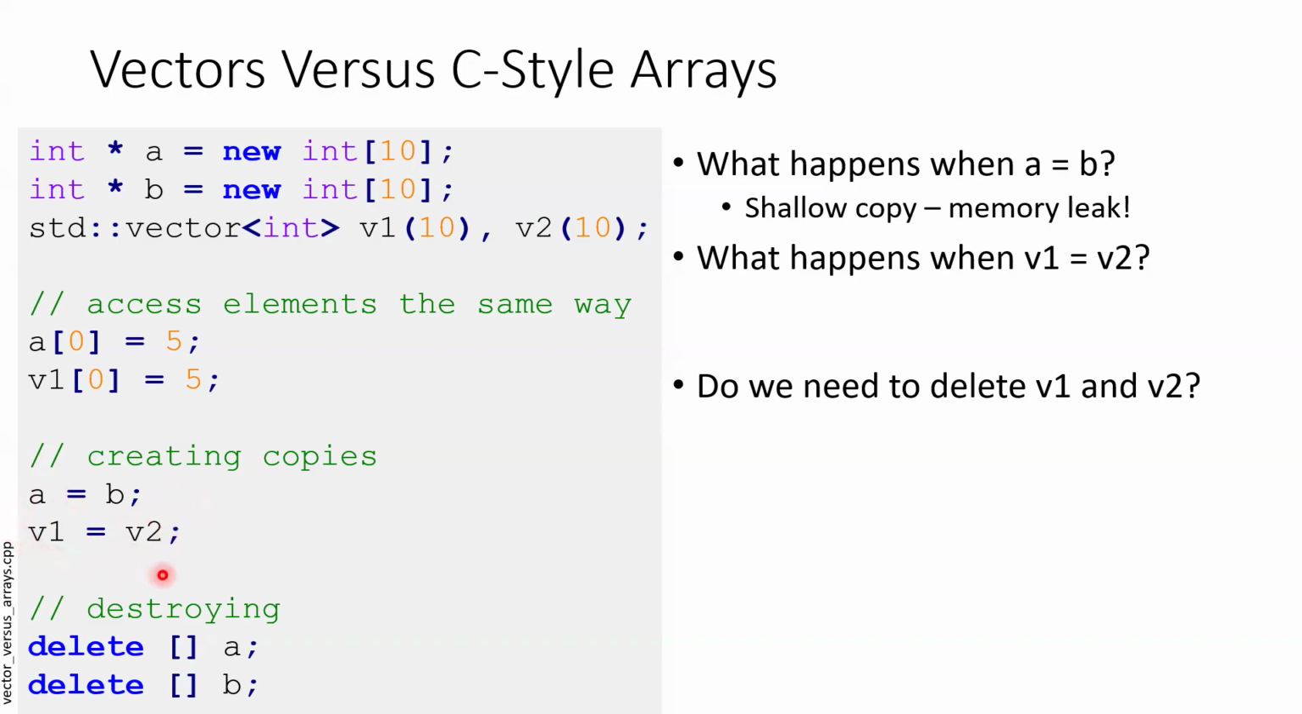And what happens when you do V1 equals to V2? Anyone? When you do V1 equals to V2, it will be a deep copy. So V2's elements are going to be copied to V1, and they're still going to point to different locations in your memory. So even after this, if you change V2, it's not going to change V1. But if you change B, it's going to change A.